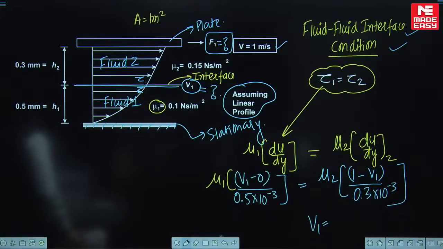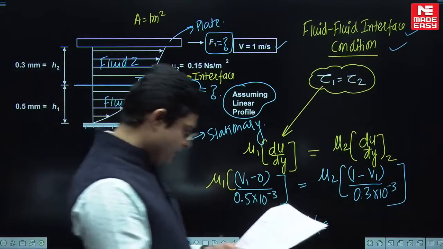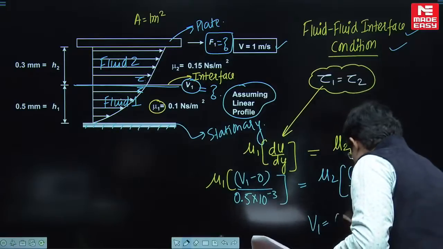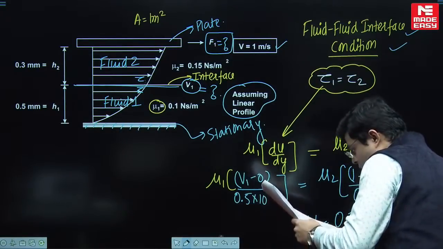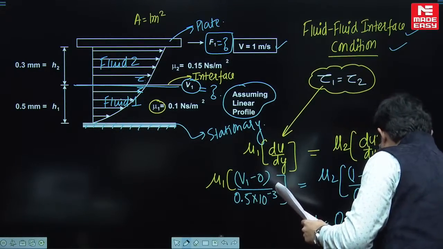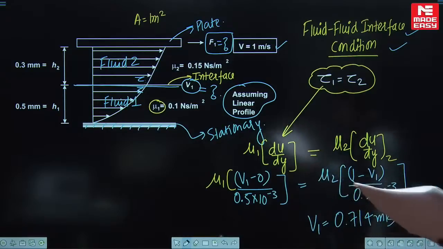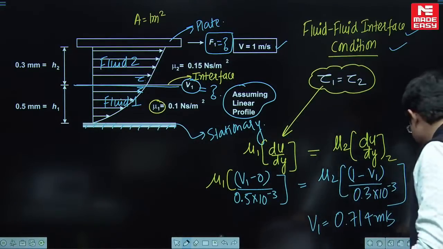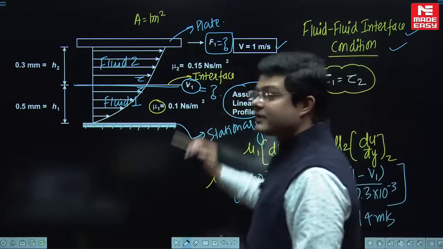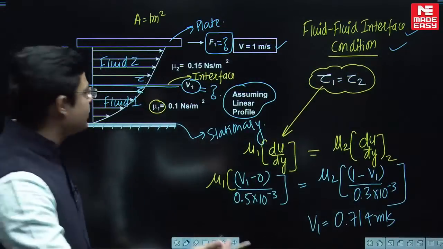Anyone with the answer? I'm waiting for your answers. Yes, a lot of students are giving the answer 0.714. I'm very happy here. Meter per second. 0.714 meter per second is your answer, the velocity. But still the question is not over. What else do you need to find out?